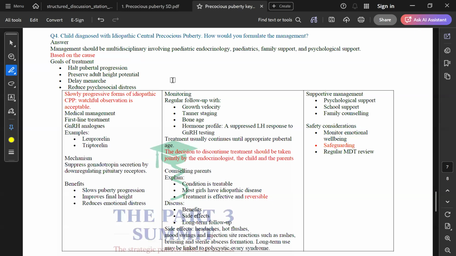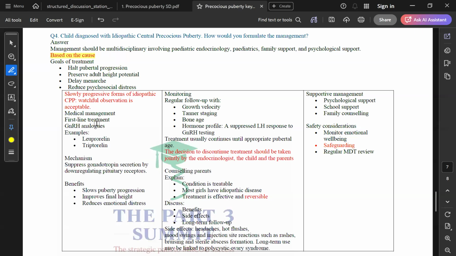Now here the child is diagnosed with idiopathic central precocious puberty. How would you formulate the management is the question. Now this is the question which needs more focus, because you see a lot of red points, right? These are all the points you should never miss. These are the safety points. So the answer to this question should be this: based on the cause. I would be managing the patient based on what exactly is her cause. This is the point which you should never miss.